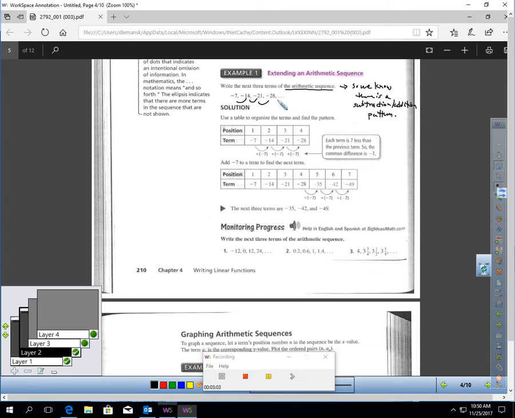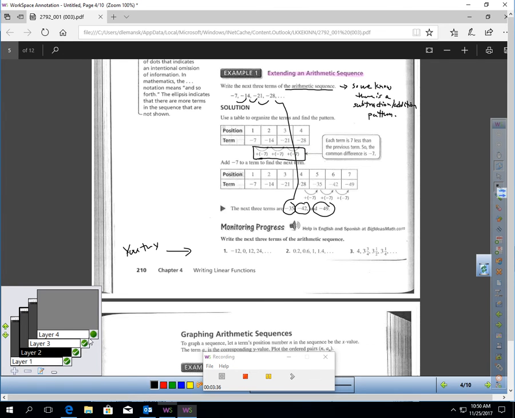So the next 3 terms would be: if I take away 7 from negative 28, I get negative 35. If I take away 7 from negative 35, I get negative 42. And if I take away 7 from that, negative 49. So this sequence is just taking 7 away from each term. The book is just calling it adding negative 7. I just said take away 7.